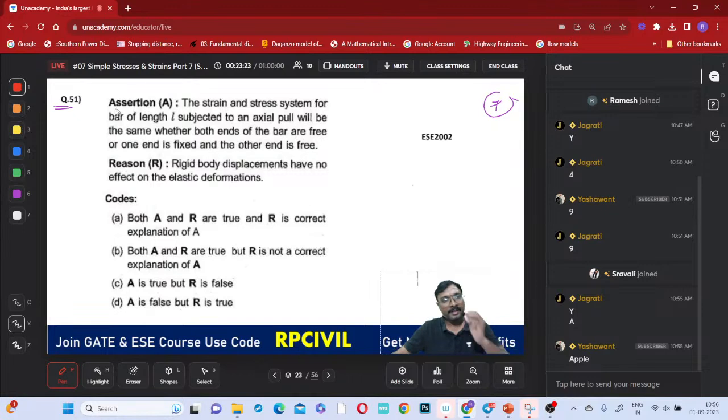Assertion: the strain and stress system for a bar of length L subjected to an axial pull will be the same whether both ends of this bar are free or one end is fixed and the other end is free, right? Yes, na? So the stress strain diagram for a bar, it will be the same or not everyone? Obviously it is the same only, na? Yes or no?